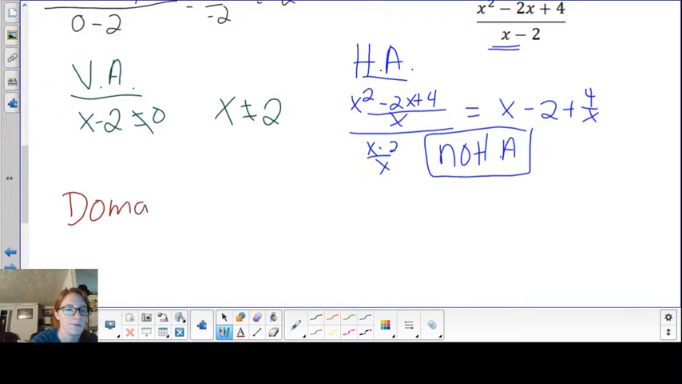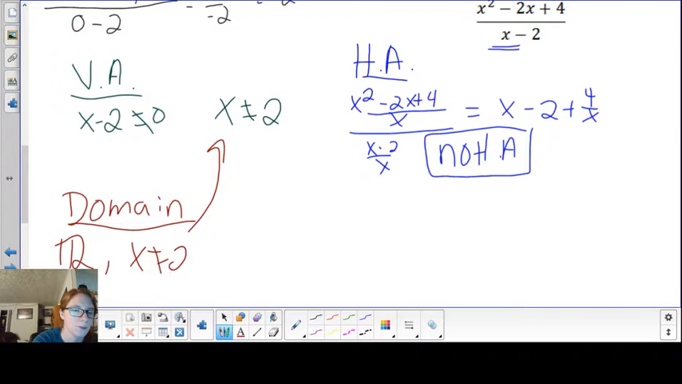Next is my domain, and it's going to be exactly like what I saw above before: all real numbers except for when x is equal to 2.